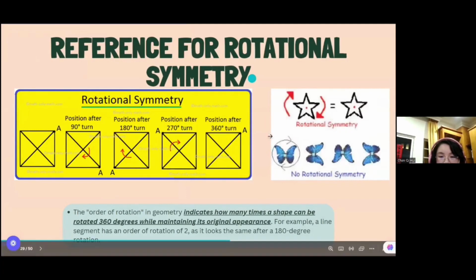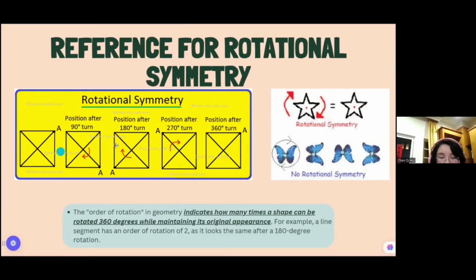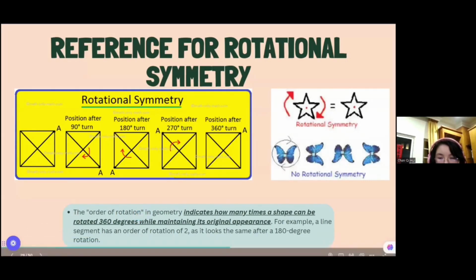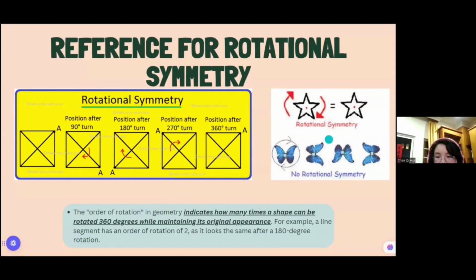As you can see in the image here, as the square turns 90 degrees, it will look identical to the first one, and so with another turn of 90 degrees, and another one, and another one, reaching its final state. So it has order 4 rotational symmetry. The order of rotation in geometry indicates how many times a shape can be rotated in 360 degrees while maintaining its original appearance. For example, here, the star can be rotated 90 degrees and look the same as the original.